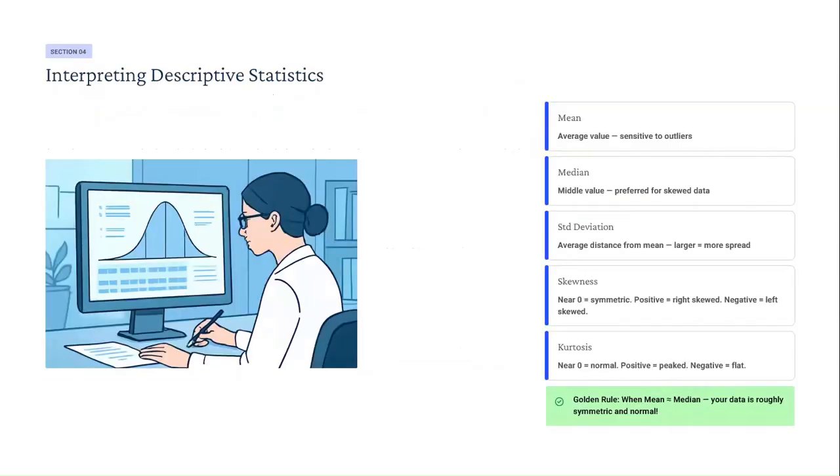Now, let's interpret results. Mean is the average value but sensitive to outliers. Median is better when data is skewed. Standard deviation tells about spread. Skewness near zero means symmetric. Kurtosis near zero means the distribution is normal in shape. If mean is approximately equal to median, it implies the distribution is approximately symmetric.